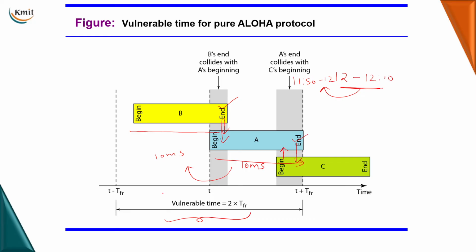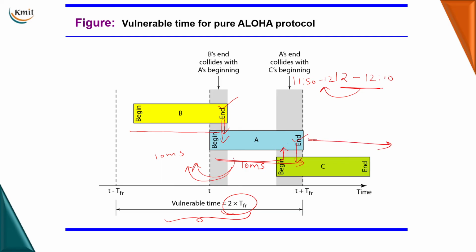So how much is the vulnerable time? The vulnerable time of pure Aloha is 2 times the frame time, which means that no frame should be transmitted during this 10 milliseconds and the 10 milliseconds before this. After this, anybody can transmit.